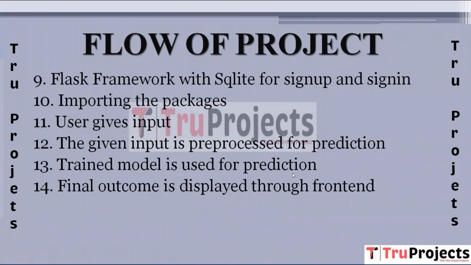The pre-processed user input is fed into the trained machine learning models to make predictions about the presence or severity of anemia. Last one here we have final outcome is displayed through frontend. The prediction results are displayed to the user through the web application frontend, indicating whether anemia is likely or not based on the provided input and the trained model's prediction.